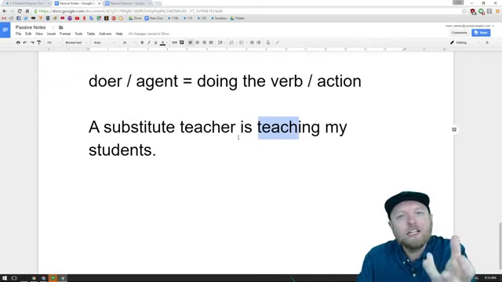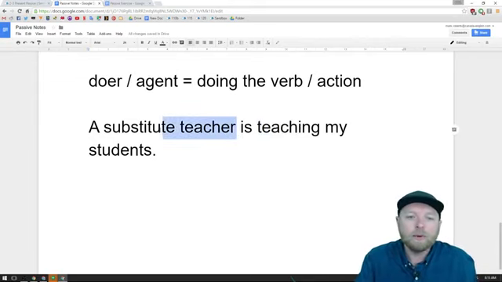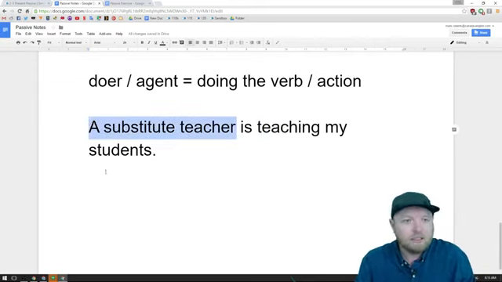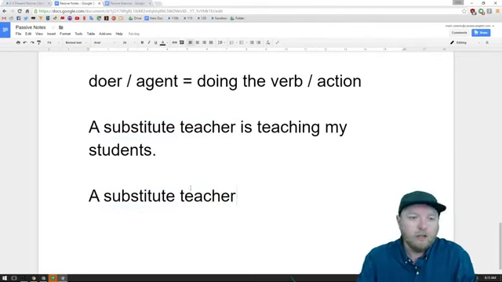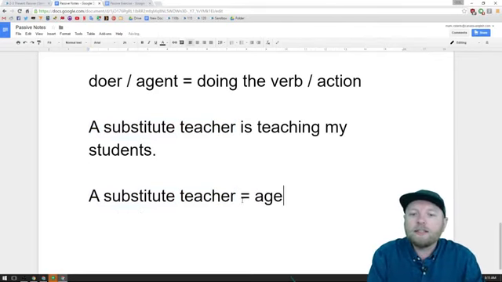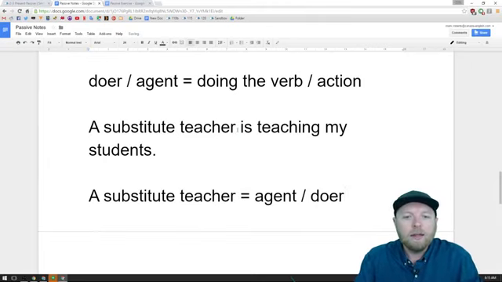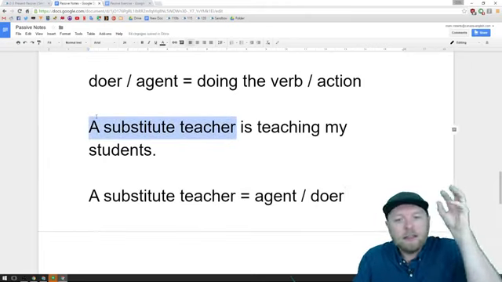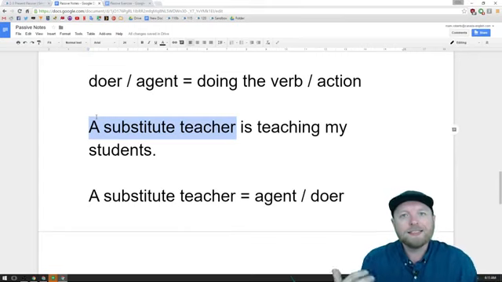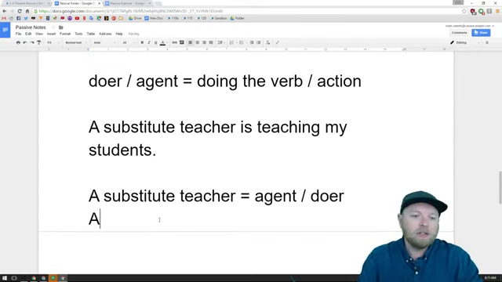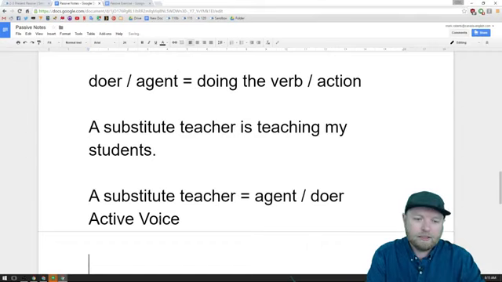Who is the agent, the doer? Well, right here. This is the doer. So a substitute teacher is the agent, the doer. Now, the agent is the first part of the sentence. So this is called active voice.